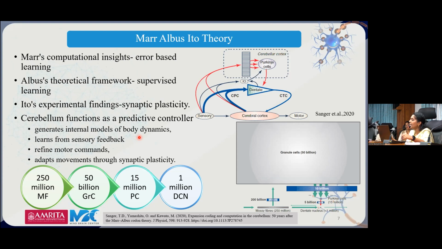That is why he said it as expansion based on recoding. From these 50 billion granule cells, it is being impinged onto the Purkinje cell. And from the Purkinje cell, it is connected to the DCN, that is the output. And the output is very small in number, that is 1 million DCN. So during this process, there is something called input output association that is being stored, and that is happening in the Purkinje cell.